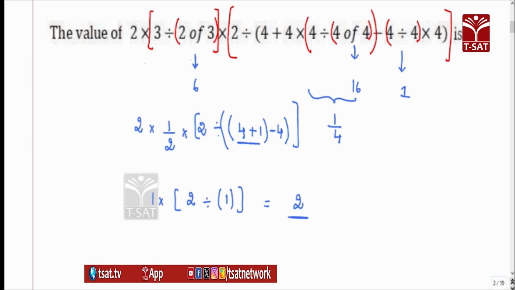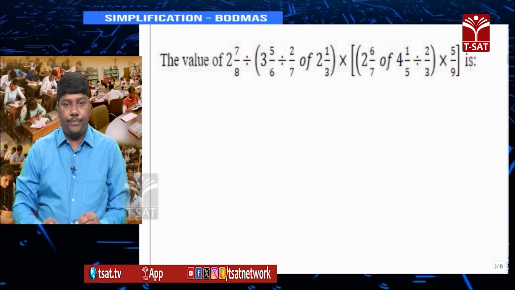So, first make individual brackets, then solve the things which are inside the bracket. So, I am putting the brackets according to the order. First of, then after division, then after multiplication, then after addition and subtraction. Now, look at the next one.